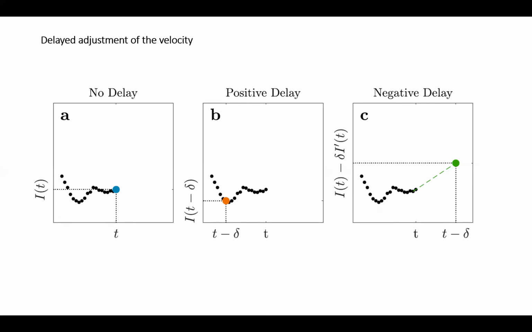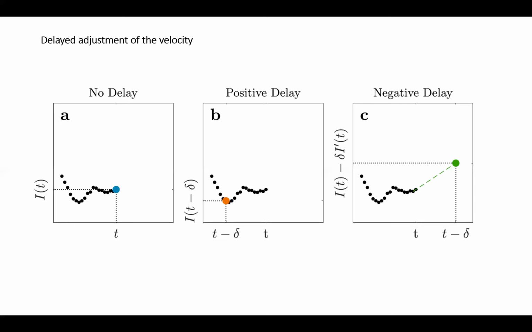This is the case with no delay. We are talking about present time, and we immediately adjust our velocity. The positive delay is also intuitional. What happens is that I keep recording all the intensities I measure at every time step. But when I am going to adjust my velocity, I take the value that I measured in the past, and I adjust my velocity according to this value I measured delta amount of time ago.